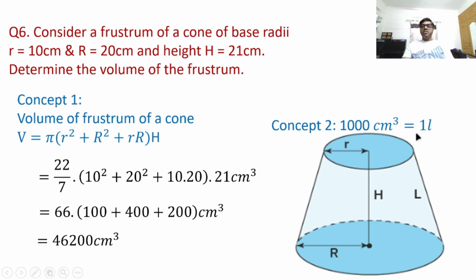But if you want to convert that into liters, divide by 1000. So you get 46.2 liters. And that's the answer. Volume of the frustum given.